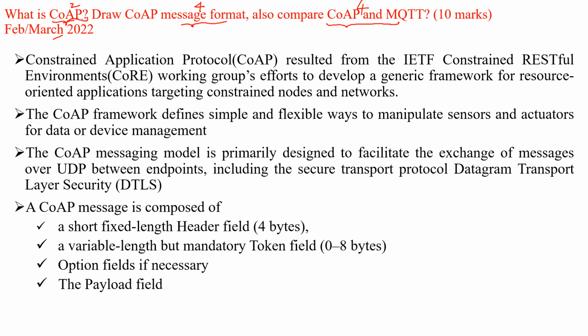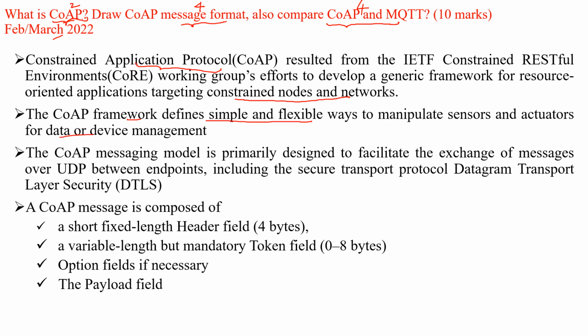So RESTful, you know, is Representational State Transfer, and API is nothing but Application Programming Interface. The working group's efforts were to develop a generic framework for resource-oriented applications, targeting constrained nodes and networks. So what is meant by CoAP? As the name indicates, it is an application layer protocol that operates with constrained nodes and networks. The CoAP framework defines simple and flexible ways to manipulate sensors and actuators for data or device management.